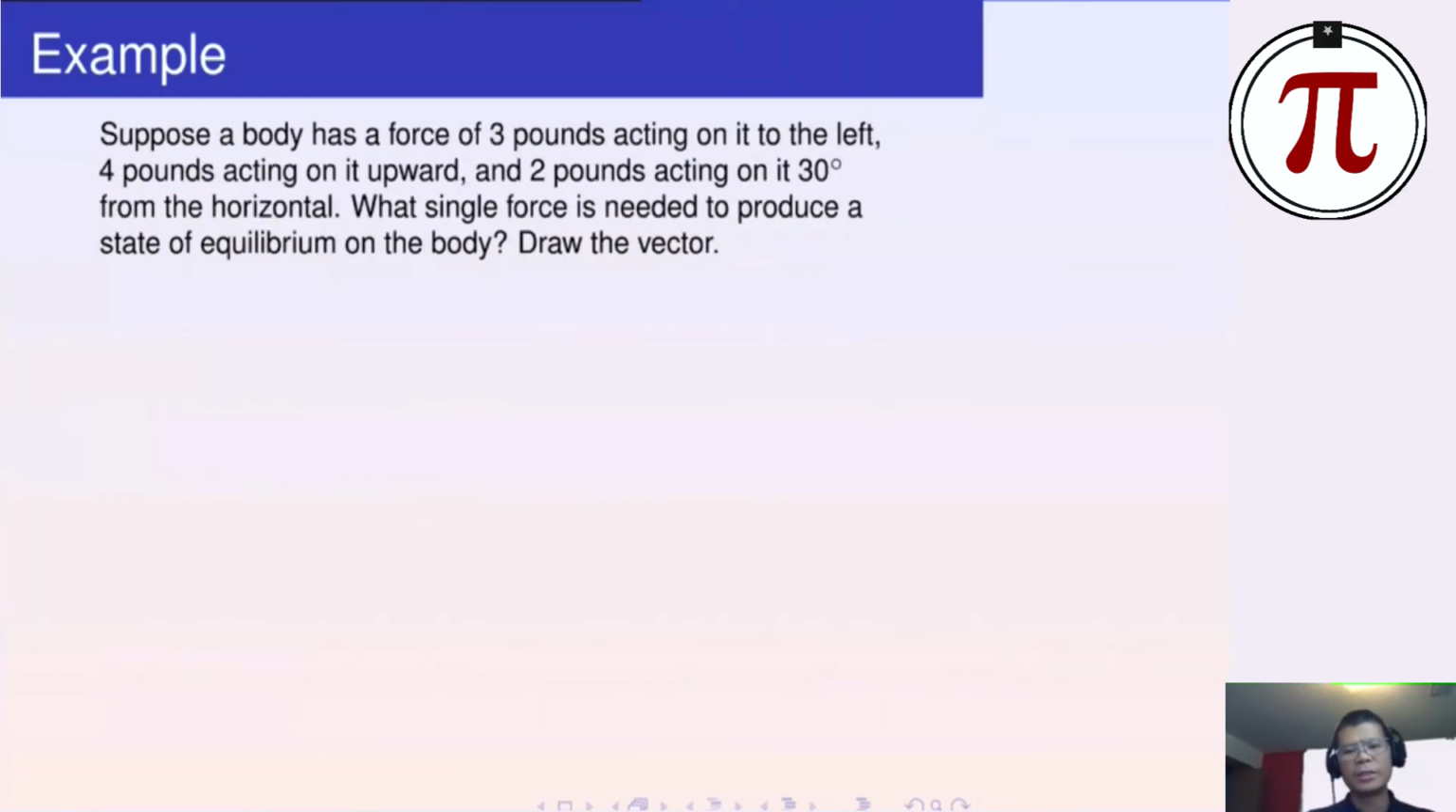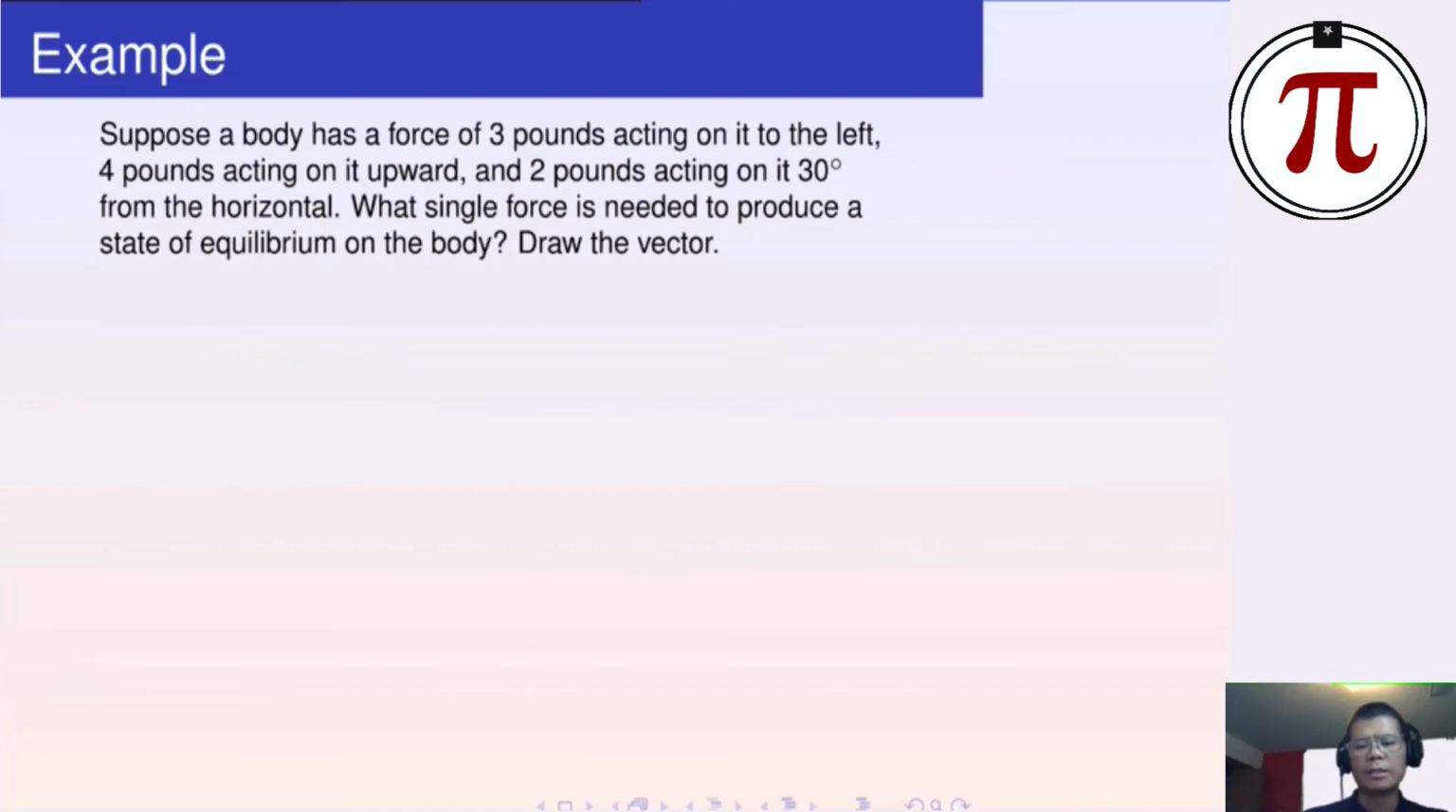Now let's consider a second application problem here. All right, so Dongxu, can you read for us, please? Suppose a body has a force of 3 pounds acting on it to the left, 4 pounds acting on it upward, and 2 pounds acting on it 30 degrees from the horizontal. What single force is needed to produce a state of equilibrium on the body? Draw the vector. Okay, very good. Solution.